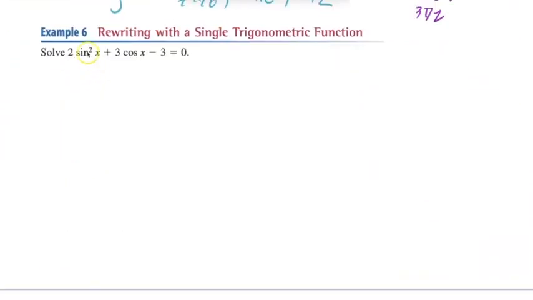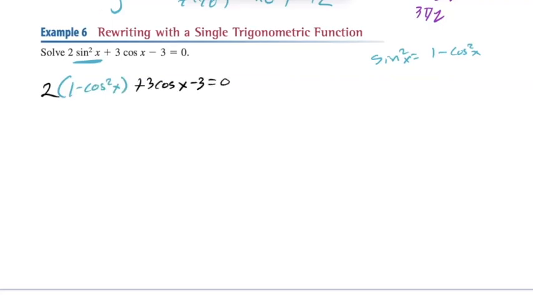Okay. So this one, if you look at it, we have 2 sine squared x plus 3 cosine x minus 3 equals 0. They don't match. What happens here is you want to write them all with the same trig function. Now, cosine by itself, you can't do anything. But sine squared, we could change that one. Sine squared equals 1 minus cosine squared. We're going to change that to 1 minus cosine squared. That way, they're all the same trig function. Everything else stays the same.